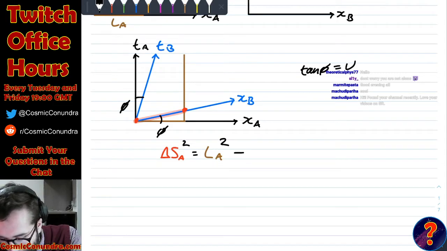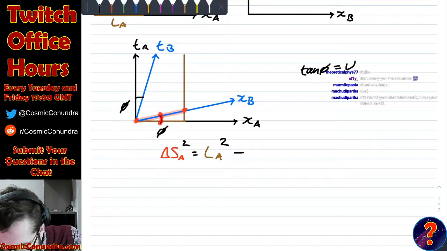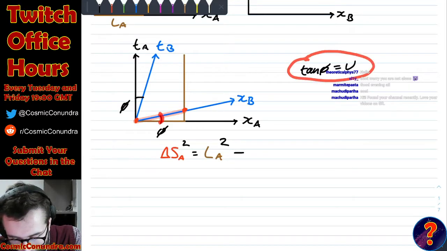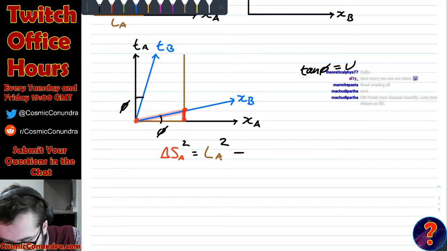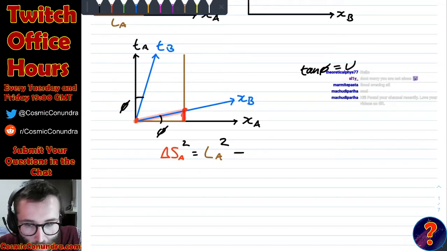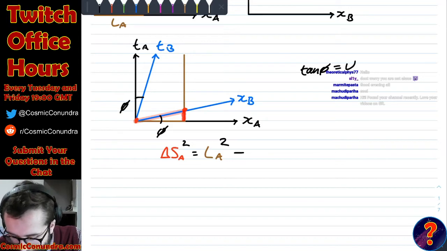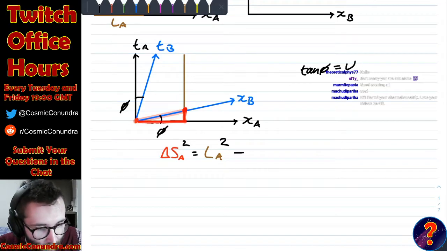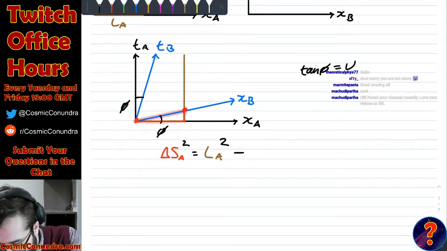difference between these two. So remember, this angle here is given by phi. Tan of phi is v. So if you want to find this length here, which corresponds to the temporal distance between this axis and this point here, that is given by tan phi times LA, opposite over adjacent. So that is v times LA. And this is, of course, all squared.